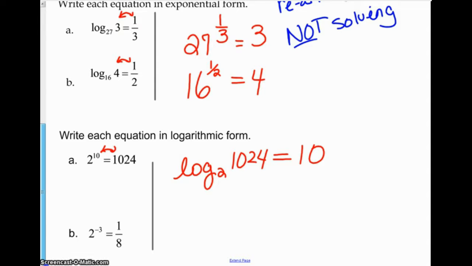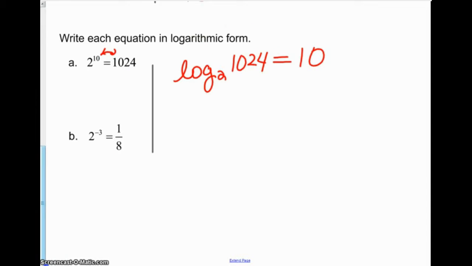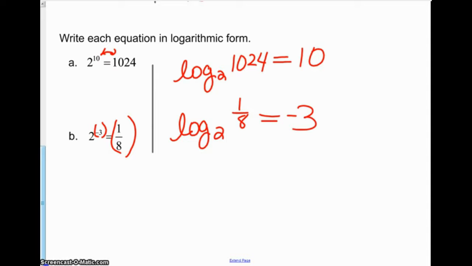If you see, I switched around the 10 and the 1024, and I have that the base stays the base. So I'm going to say log base 2 of, this time, 1/8. We see that 1/8 as its own little value. Same thing with the -3. We see it as its own complete value. So that equals -3.